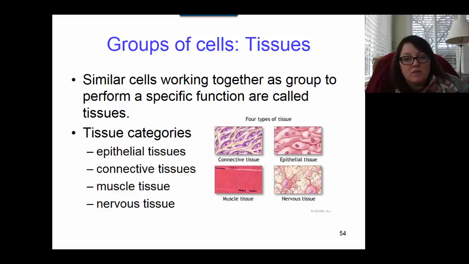And then last but not least is nervous tissue. Nervous tissue is specialized for high-speed electrical and chemical communication. As we go through this course, we will be encountering these tissues throughout the class, and we'll talk more about them as we get to them.